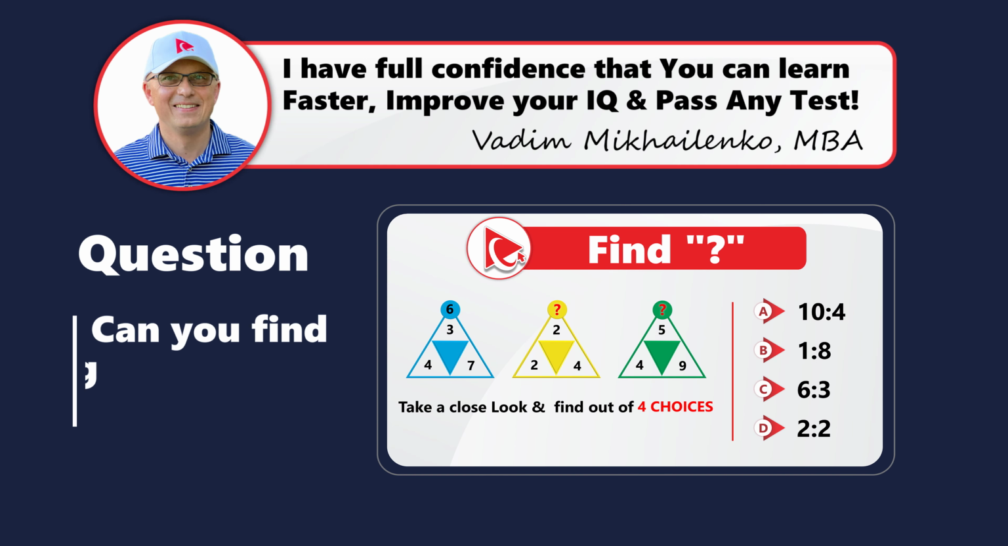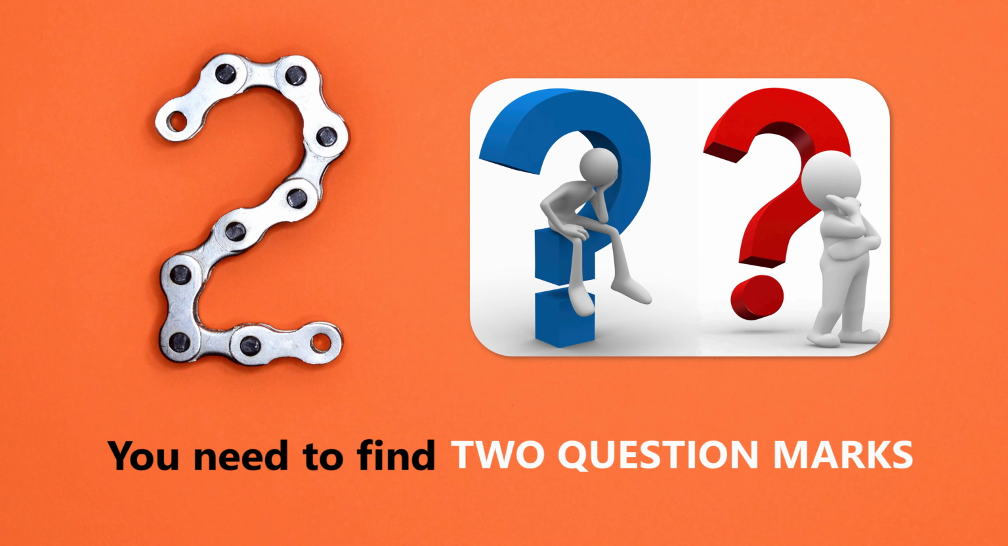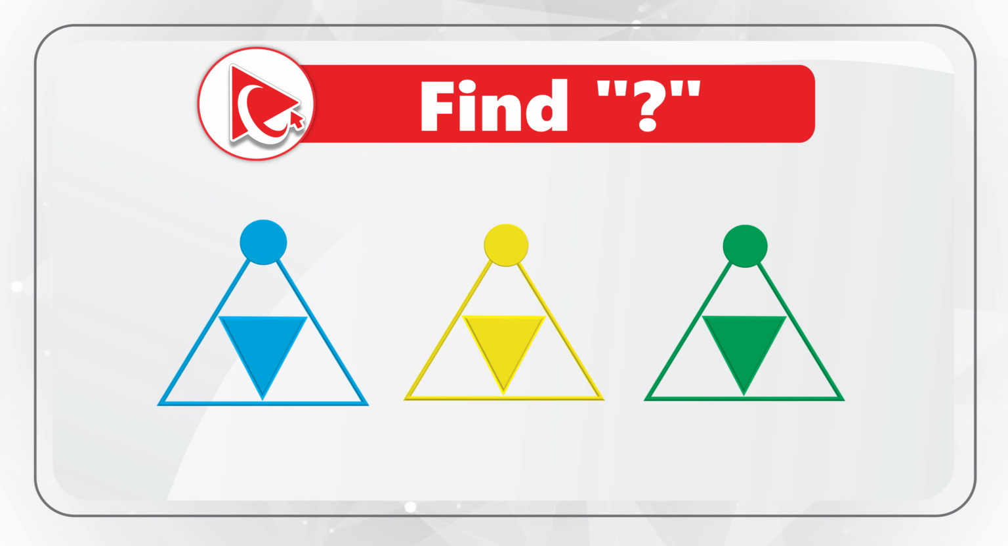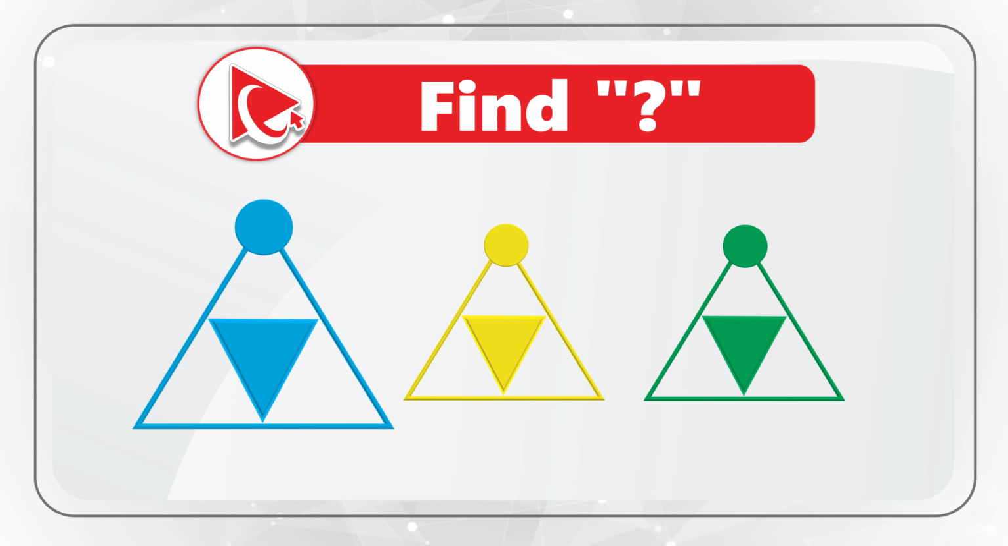Here's an absolutely phenomenal question which is absolutely not obvious how to solve it. Instead of one question mark, you need to find two question marks. You're presented with three triangles. All triangles have a circle on the top. Blue triangle has three numbers inside.